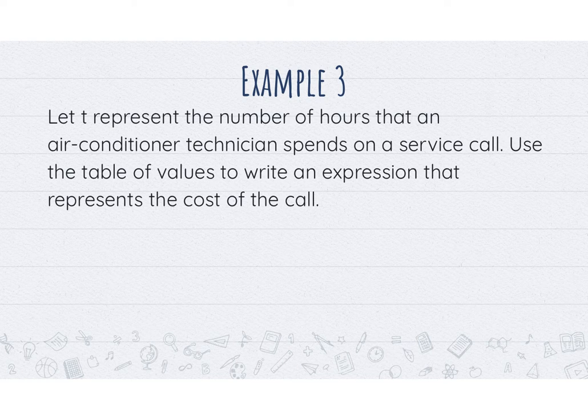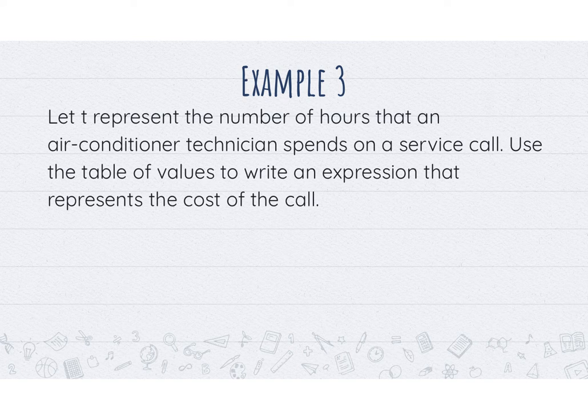Okay, our last example. Now we're going to kind of do the reverse. So now we're going to have a table with numbers in it, and we're going to find out what the expression is that represents what's going on. So here's our problem. We're going to let T represent the number of hours that an air conditioner technician spends on a service call. So your air conditioner's broke, call somebody out. T is how many hours they're going to spend fixing your air conditioner.